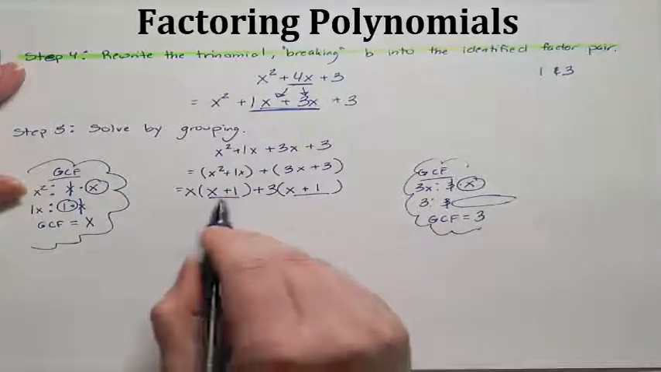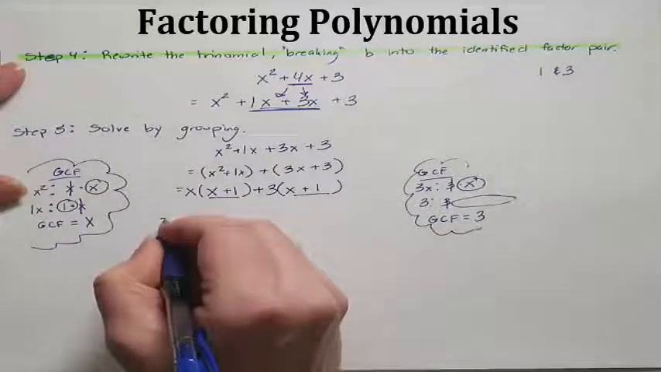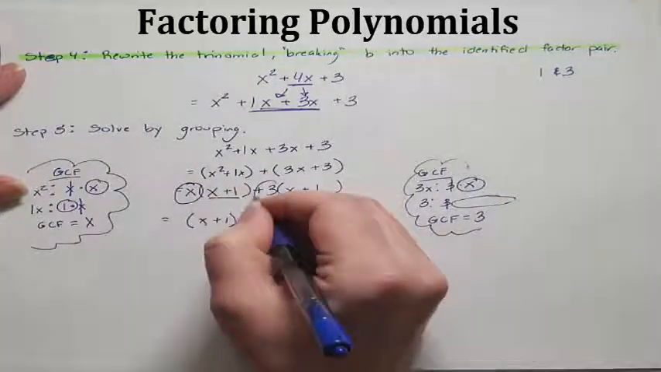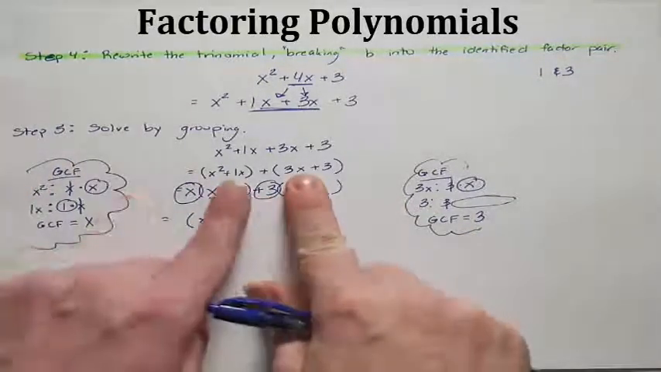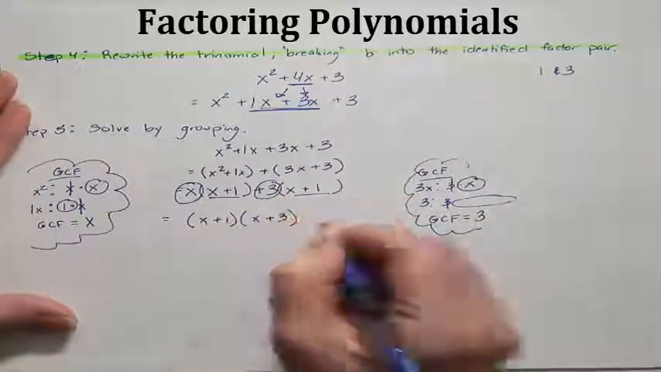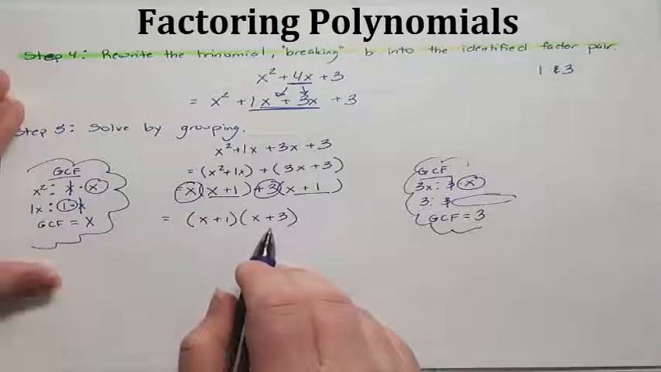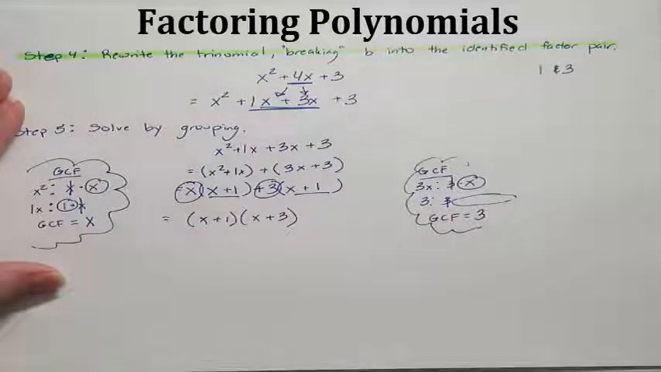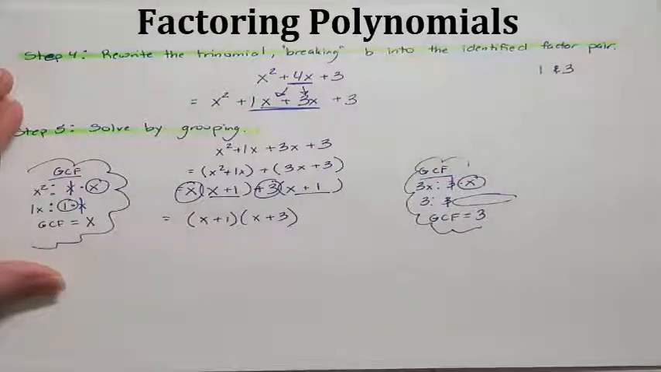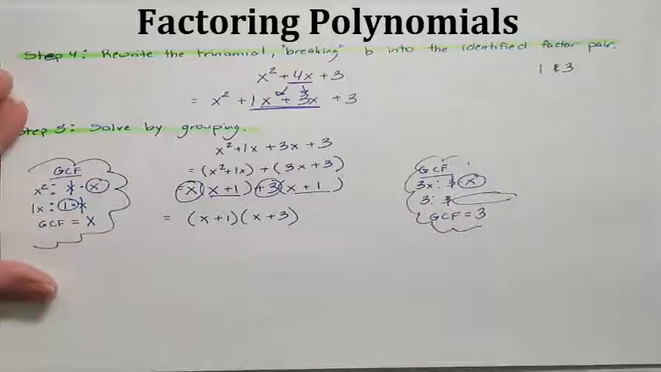Now I see that these parentheses are the exact same. So I'm going to pull that exact same parenthesis out, and then these are the leftovers when these parentheses disappear. So I have a positive x and a positive 3. And then this is the answer to the baby problem that we were doing. So we just solved by grouping. Now that's the answer to the baby problem. Remembering, the baby problem was not our original question.